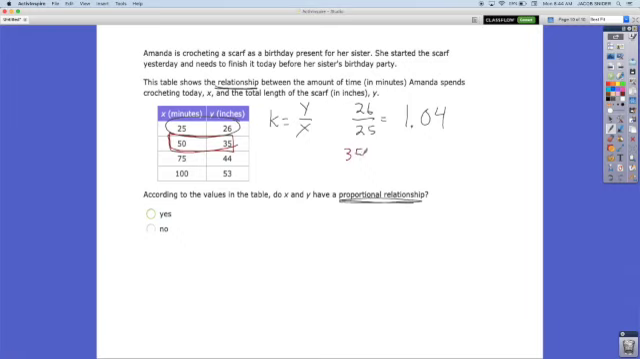So if I do the second one, that's going to be the same thing. y, 35, over x, which is 50. Are they the same? Let's check it out. 35 divided by 50, and that answer is 0.7. Are those two the same number? No, right? 1.04, 0.7. So this one would be no. And when you go to IXL in a second, had it been yes, it would ask us to write the equation.